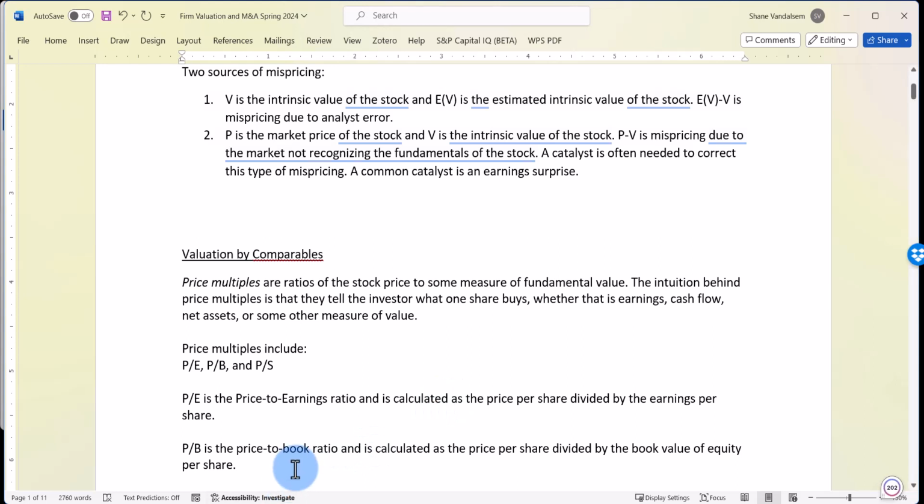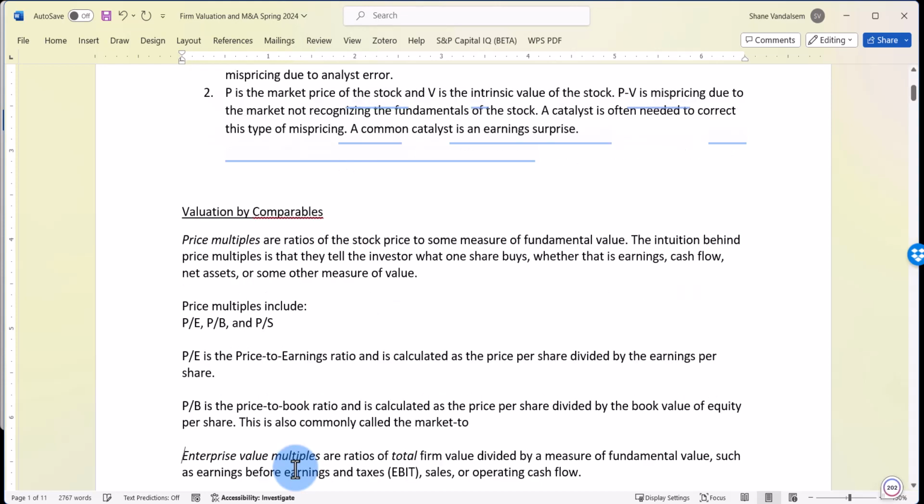And the book value of equity per share is just taking the value of equity on the financial statement on the balance sheet and dividing it by the number of shares outstanding. The price to book ratio is also commonly called the market to book ratio. However, there are some other definitions of market to book ratio.